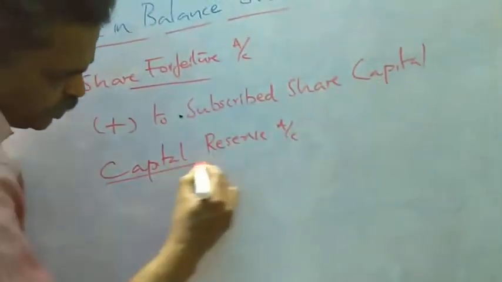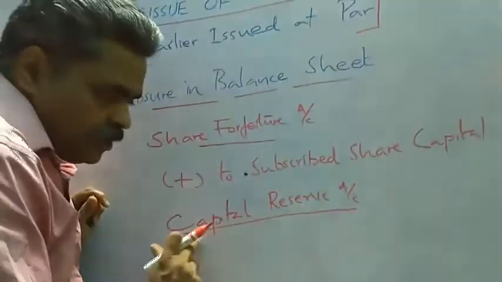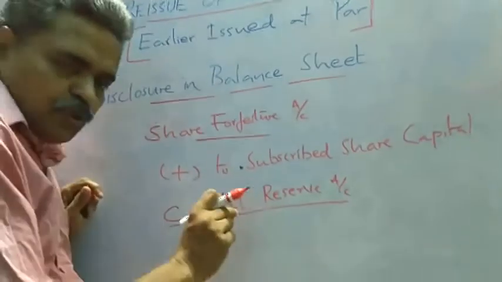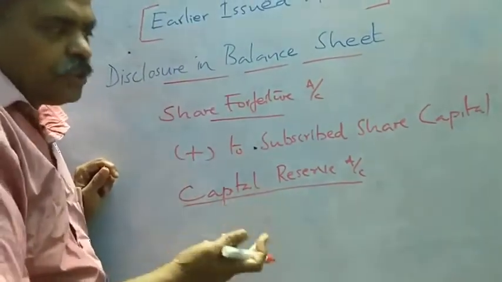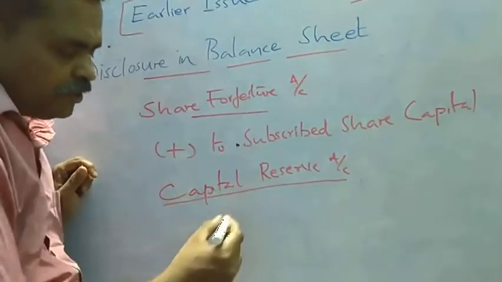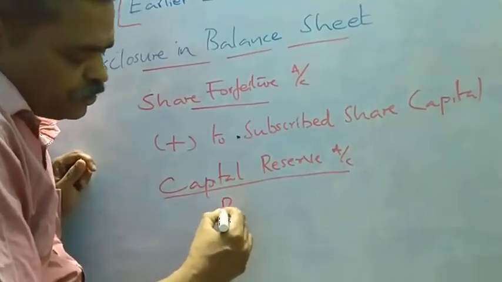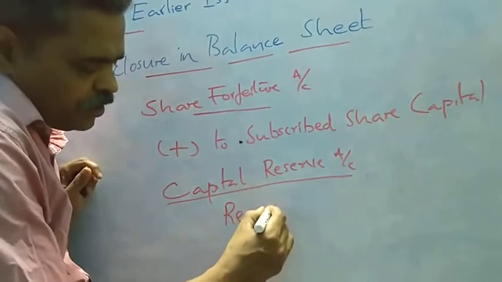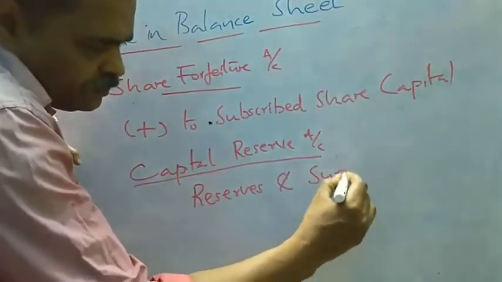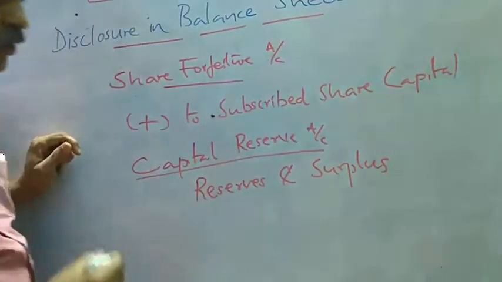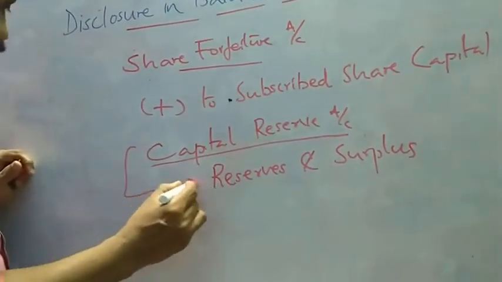Capital reserve account is created to show the profit of reissue of shares. It is a reserve account, so it will go under the subheading of reserves and surplus. This account will be shown under reserve.